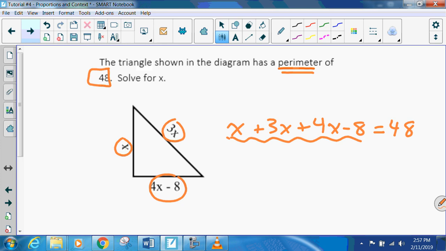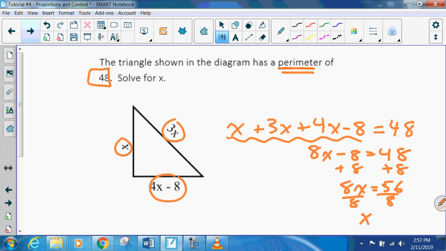All right, so here we go. We've got an x plus 3x plus 4x, and so that's 8x minus 8, and now we're down to a two-step. So we're going to add 8 to both sides, and we get 8x equals, what, 56? And when we divide both sides by 8, we get x equals 7, and that's what they asked us to do. They asked us to solve for x, so x is 7.